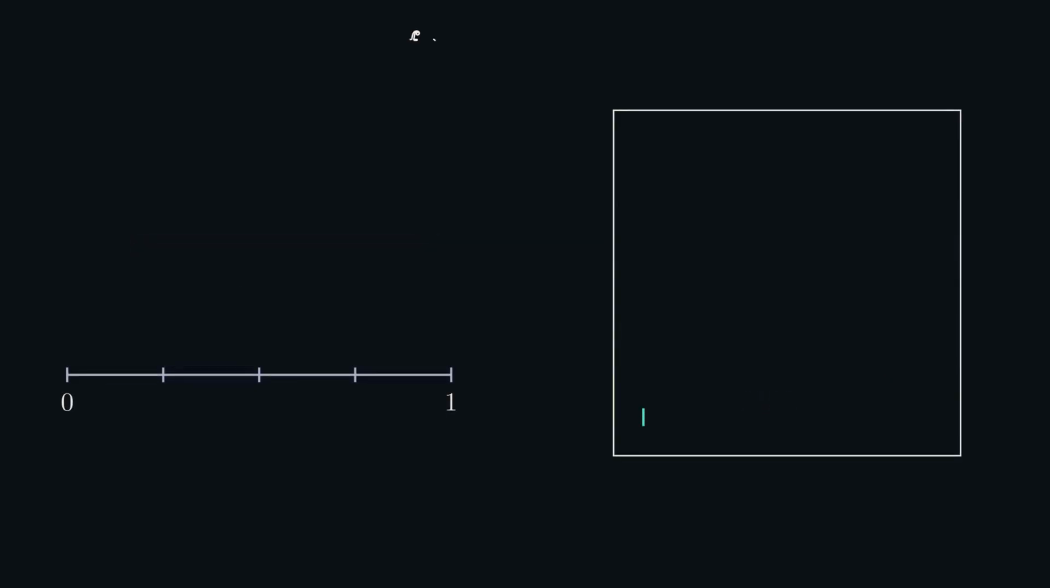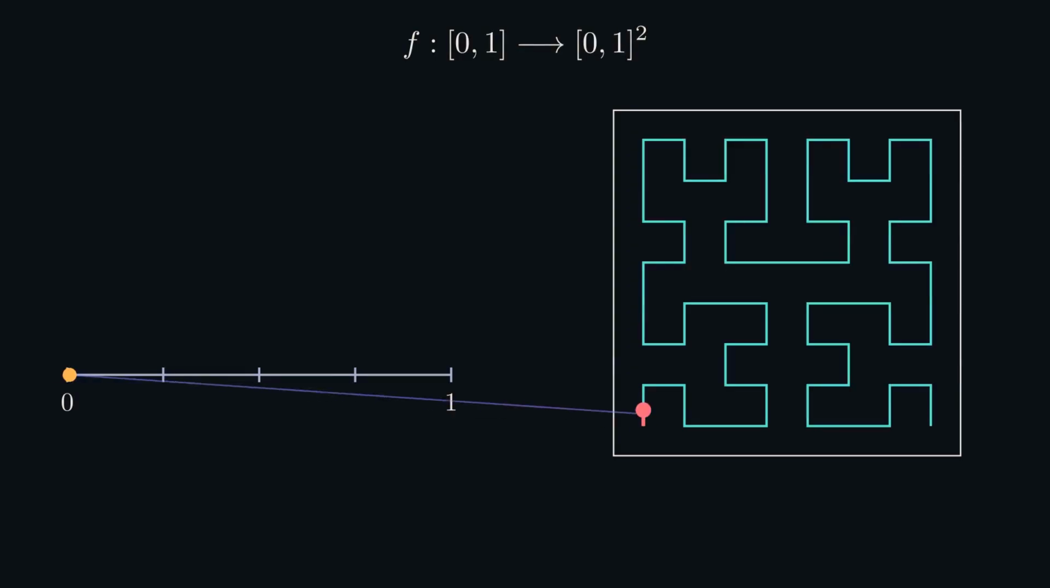Mathematically, a curve means a continuous function whose input is one number, running from 0 to 1. The output is a point in the square. As that input slides forward, the point moves continuously, no teleporting. The astonishing claim is that every location in the square appears somewhere along that trip.